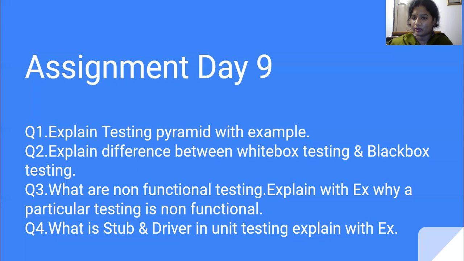Then when module B is calling module C, module C is not available. There we can write a piece of code that will act as module C, and that will be called a stub. Whenever the main module is missing, and we are writing a piece of code to replace the main module, that is called a driver. And whenever the other modules are missing, and we are writing a piece of code to act as the missing modules for the application, that is called stubs.